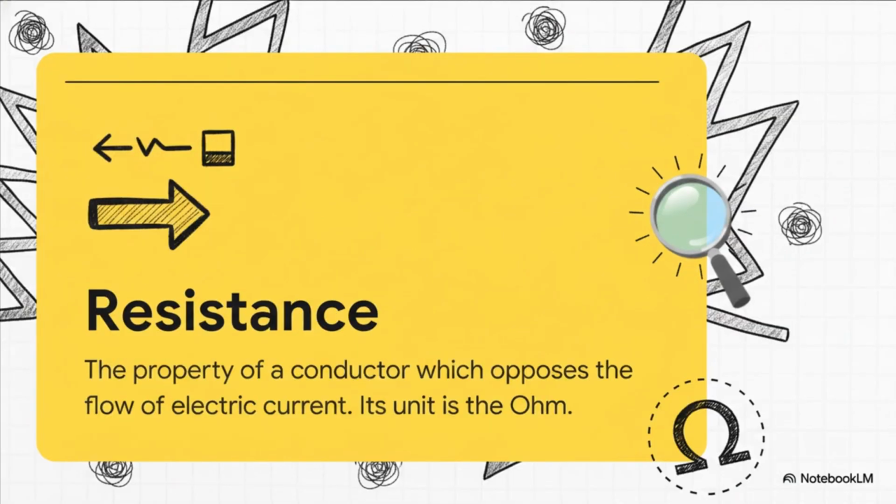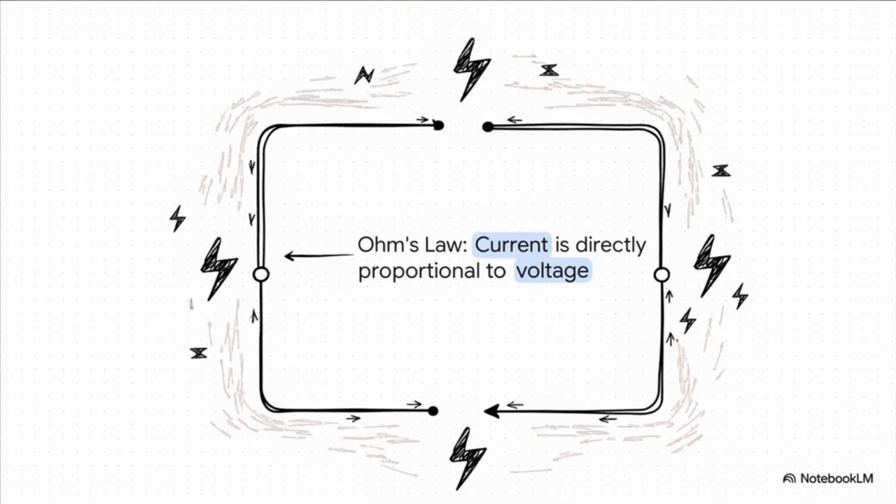Makes sense. Okay, so you've got the flow and you've got the push. But there's always something pushing back, right? That's resistance. The notes say it's the property that opposes the flow of electric current. It's basically the friction in the system, and we measure it in ohms. Now, this is where it gets really elegant. These three ideas, current, voltage, and resistance, aren't just separate concepts. They are perfectly locked together by this one simple, powerful rule, Ohm's law. It basically says that the current you get is directly tied to the voltage you apply. It's this beautiful little relationship that runs every simple circuit out there.